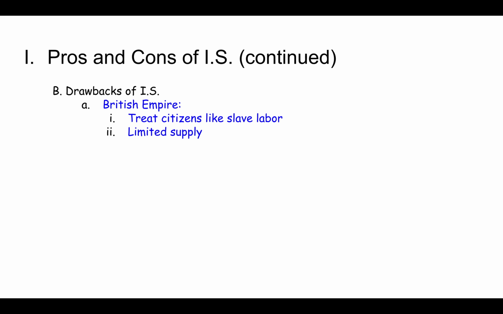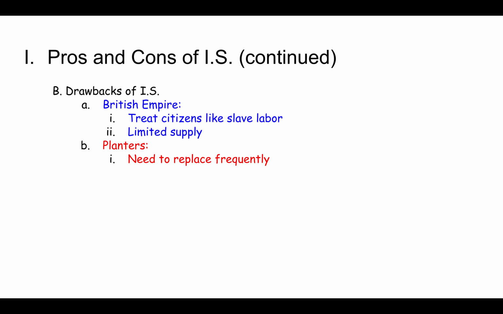Roman numeral 2, there was a limited supply. There are only so many criminals, so many poor, so many people in debt. Eventually you're going to run out of people to send over as indentured servants. Where do you look for labor then? Letter B, this is the planter class. What are the drawbacks or cons?